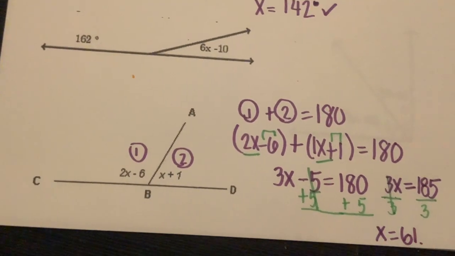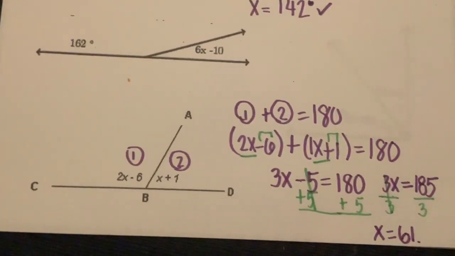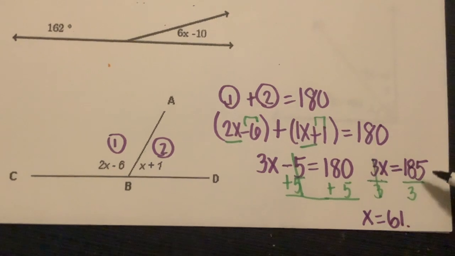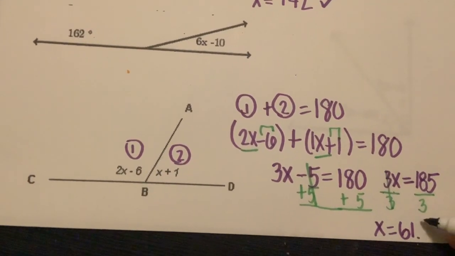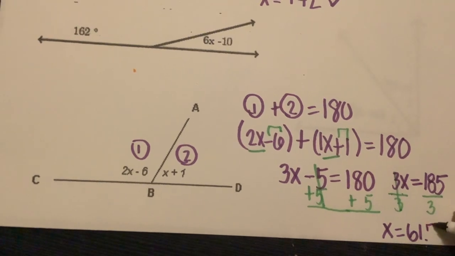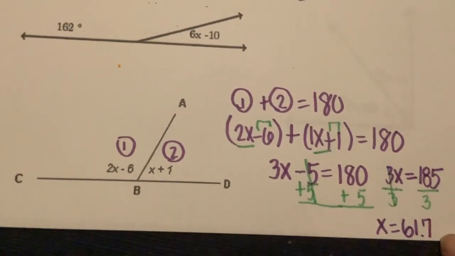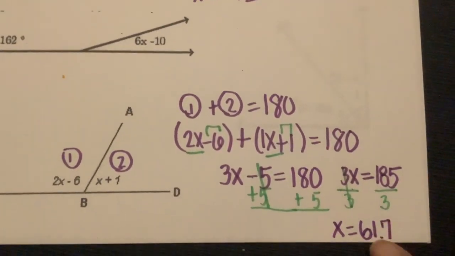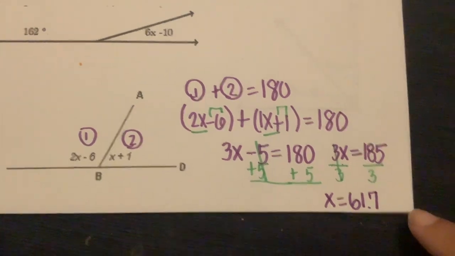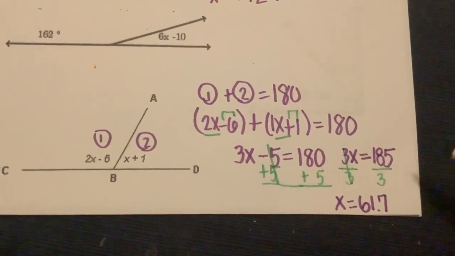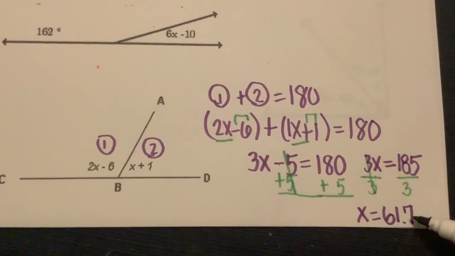And then we're going to round this off. We'll do 61.7, because this is going to be a repeating decimal. It was going to be 61.66666, and it's okay to round it if given that option. So the value of x is 61.7.